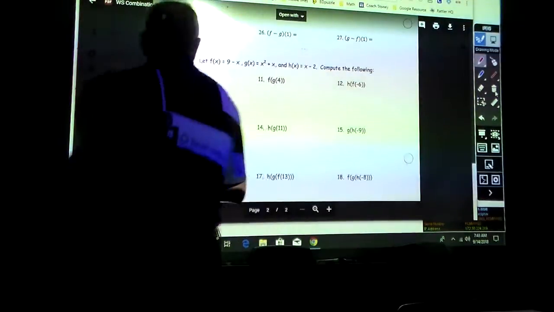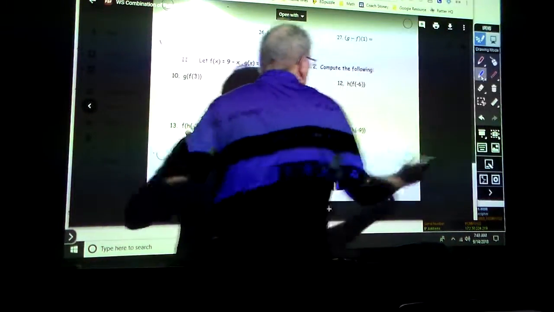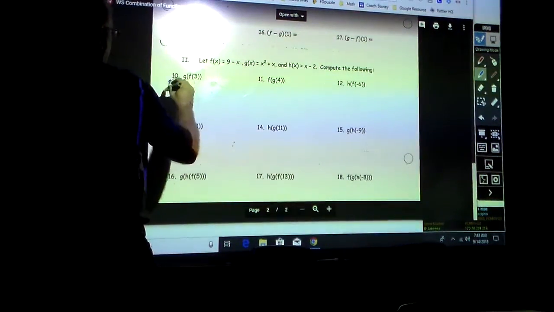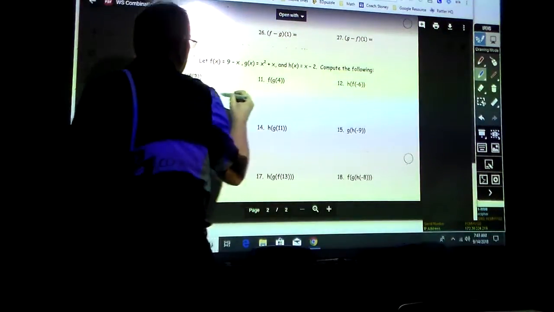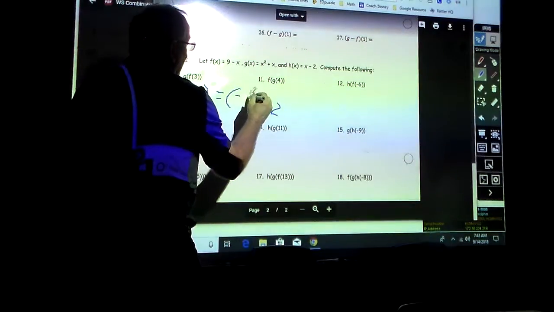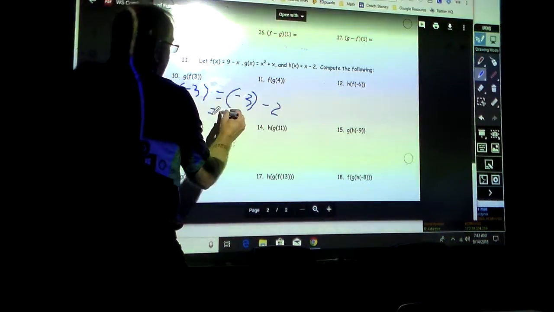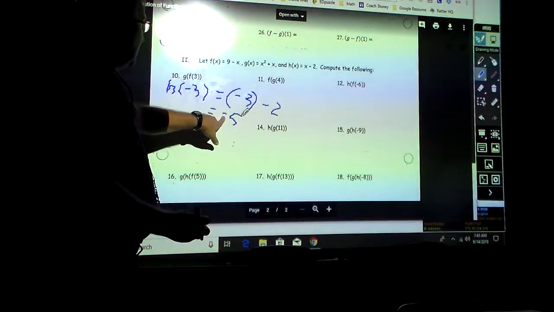So this one here is kind of the same thing. This time it says do what? Find h of negative 3 first. So h of negative 3. So I'm going to come here to the h problem, and I'll put that x there minus 2. And I'm going to put negative 3 there. Well, negative 3 minus 2 is negative 5. So h of negative 3 equals negative 5.